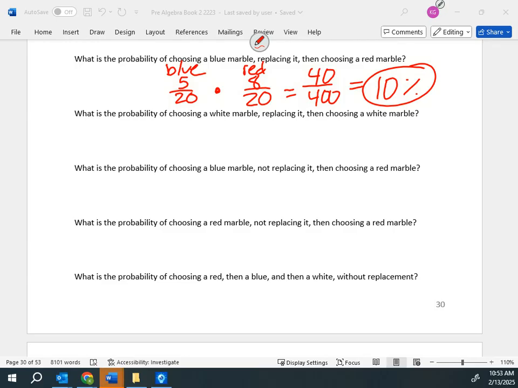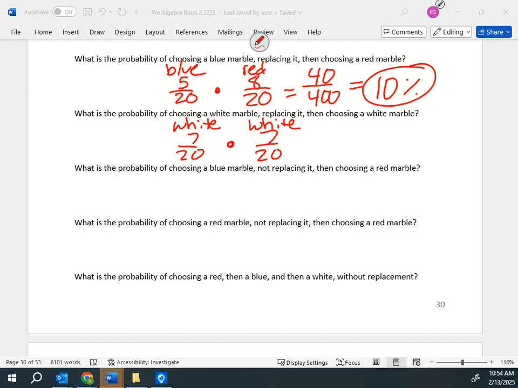What is our next one? What events do I have? Christina? So I have a white, and I have another white. What's my probability of picking the first white? Amala? 7 out of 20. What's the probability of picking my second white? Harper? 7 out of 20.